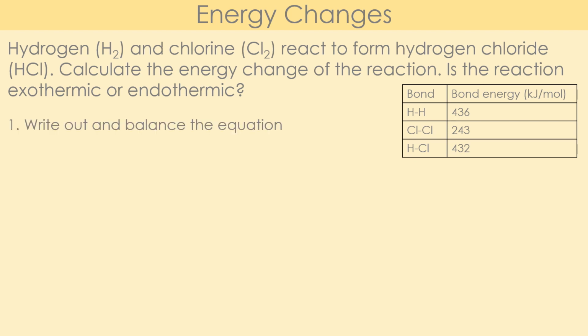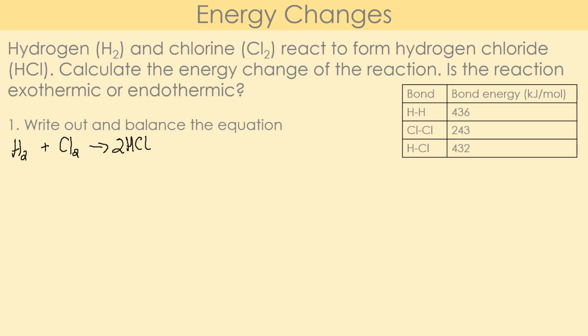Now our first step for this is to write out and balance the equation. So for this I've got H2 plus Cl2 is going to make HCl. I'm going to balance it, so I'm going to put a 2 in front of here. So I've got 2 hydrogens on the left and now 2 on the right. 2 chlorines on the left and 2 on the right.